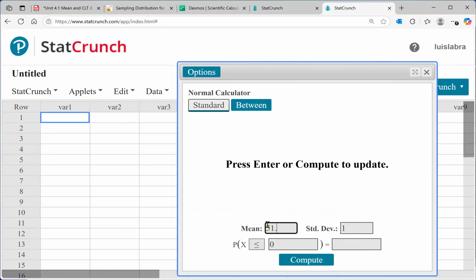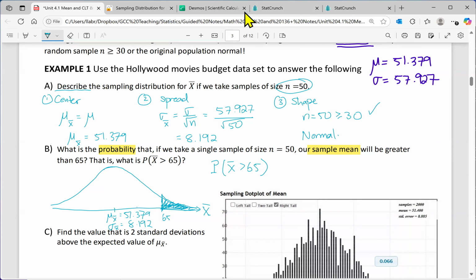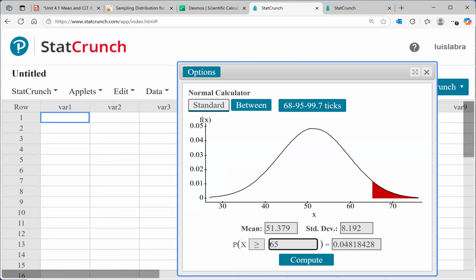So my center was 51.379. And my standard deviation, remember that it's the standard deviation of the sample mean, so it's 8.192. All right, and then I can go ahead and set this greater than 65. And what I want you to note is to make sure that this is the same graphic that you drew on your paper. If there's any difference, it could be that you didn't type one of these values in correctly. So the answer is 0.04818.